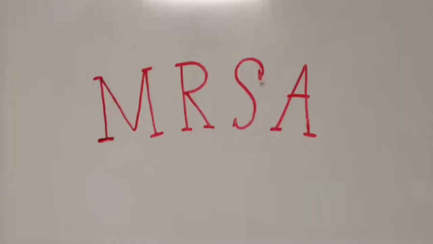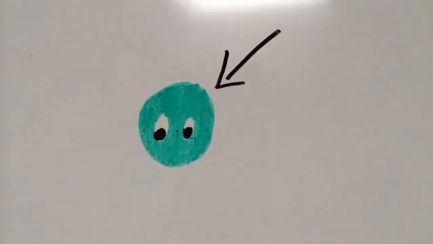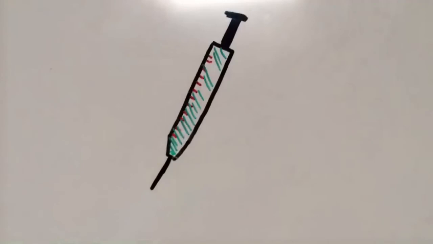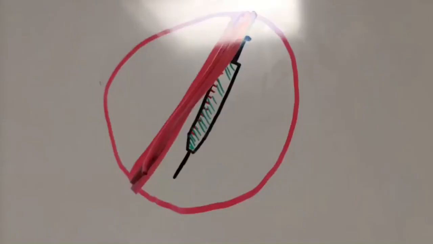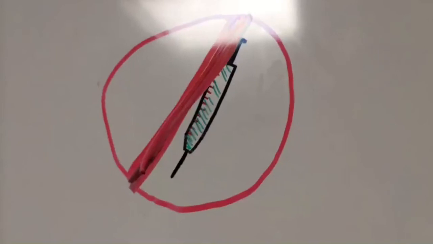Another type of infectious disease is MRSA. This disease is caused by a staph, which is a type of bacteria. However, while most staph infections can be treated with antibiotics, this one can't. This bacteria is resistant to many antibiotics, including methicillin, amoxicillin, and penicillin.